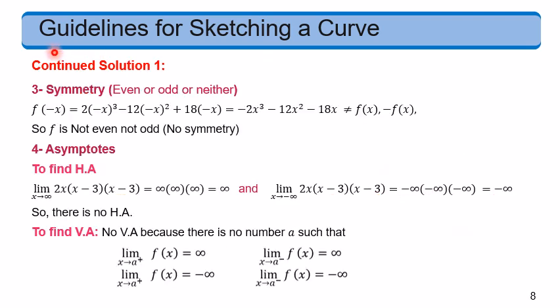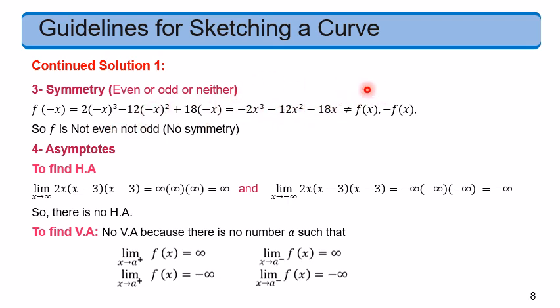Now, symmetry. The third point is we will check symmetry. Symmetry means we need to check whether the function is even or odd. So here we will replace x with minus x. In the place of x, we substitute minus x in the given function. We can see it's not the same as the original function, nor is it the negative. So it's not even, not odd.